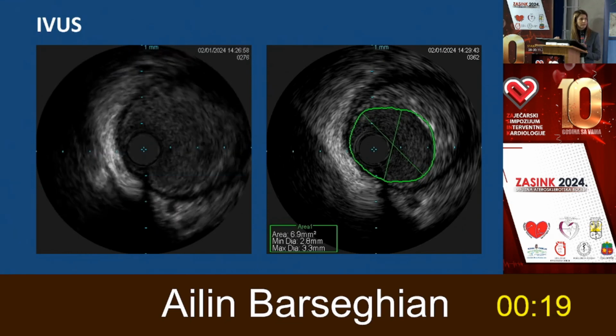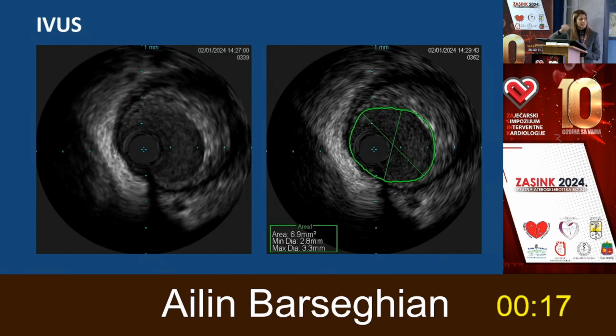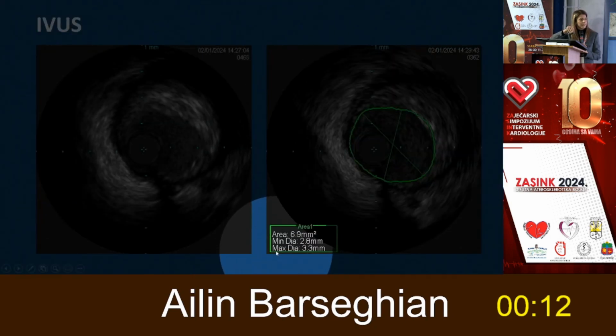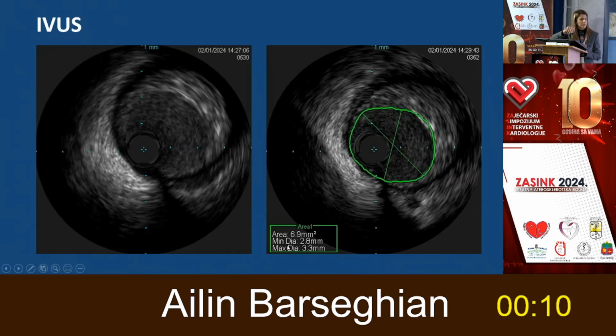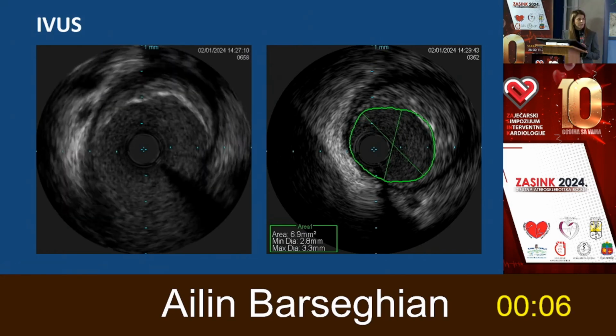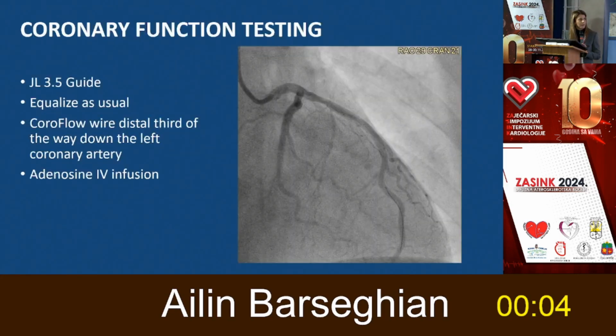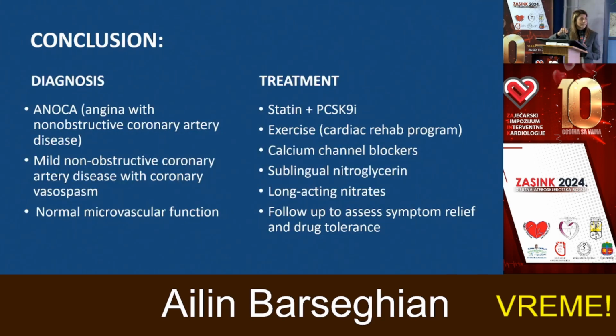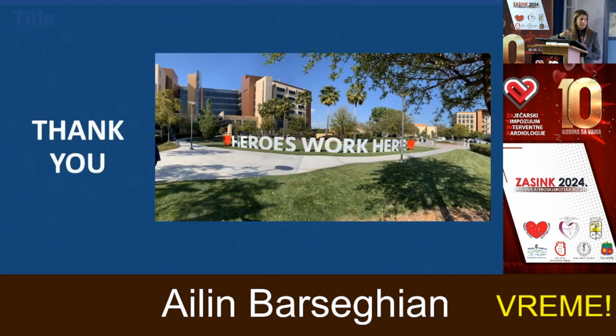it showed soft plaque. It still was physiologically not significant because her area is definitely greater than 4. It was 6.9. But there was definitely presence of non-obstructive soft plaque. And so after that, we did the coronary function testing. It was normal. And we diagnosed her with ANOCA, treated her for vasospasm, and she went home. Still doing fine. Thank you.